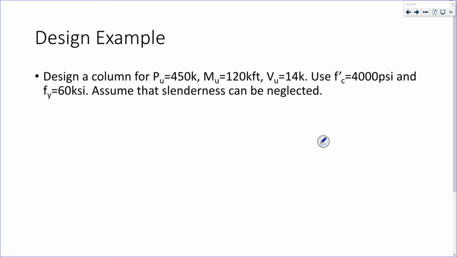All right, let's go through a design example. We have a column that needs to carry 450 kips axial load, 250 kip-feet bending, and a shear of 14 kips. We're going to use 4,000 psi concrete and 60 ksi steel, and assume that slenderness can be neglected.